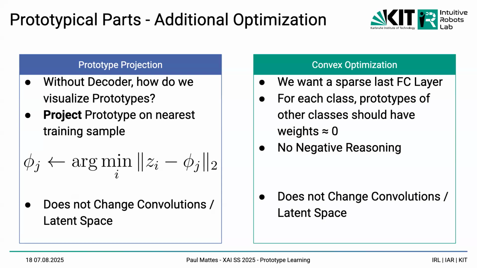And we can do the convex optimization. Here we want to have a sparse last fully connected layer. And for each class, the prototypes of all other classes in the sparse layer should have the value 0. And then we don't have negative reasoning, so we can also have this additional optimization where we say, okay, each class has one entry in this fully connected layer.